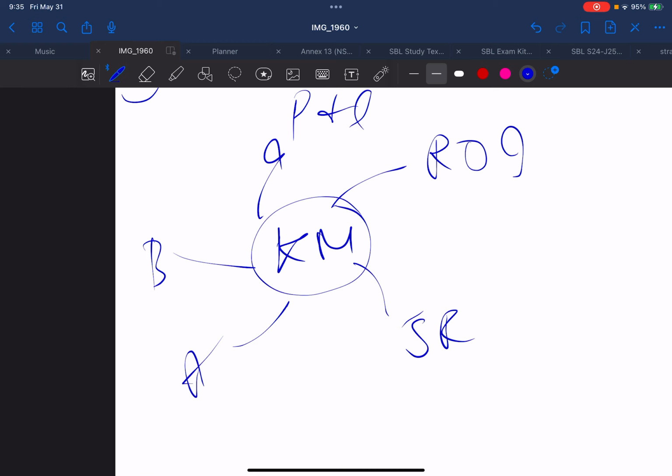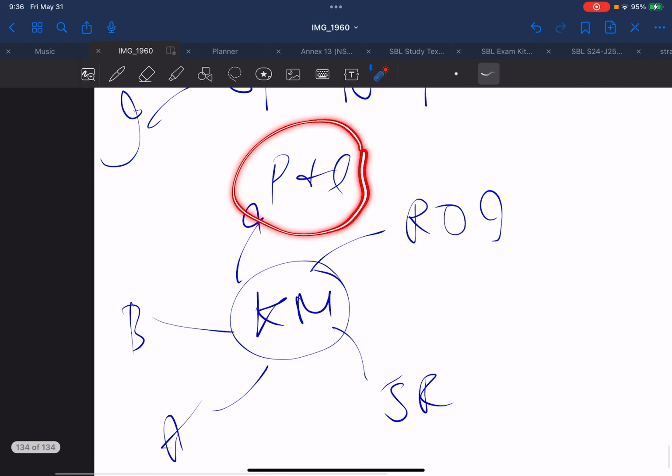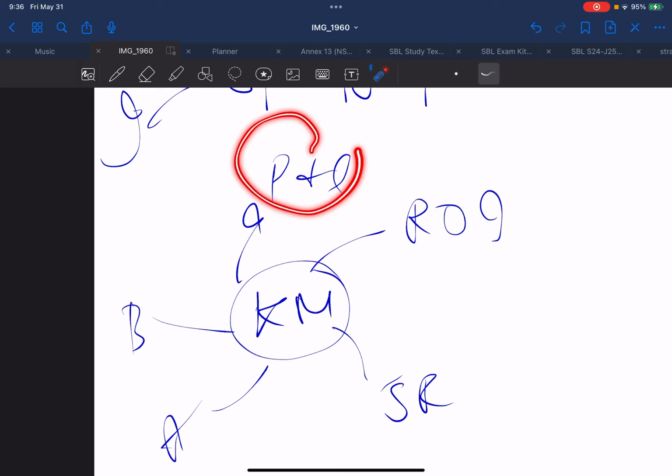First of all, P&L, total gain or loss made from a trading activity over a specified period of time. If a trader buys stocks for 10,000 and sells them for 12,000, what is the profit and loss? 2,000 profit. Simple.